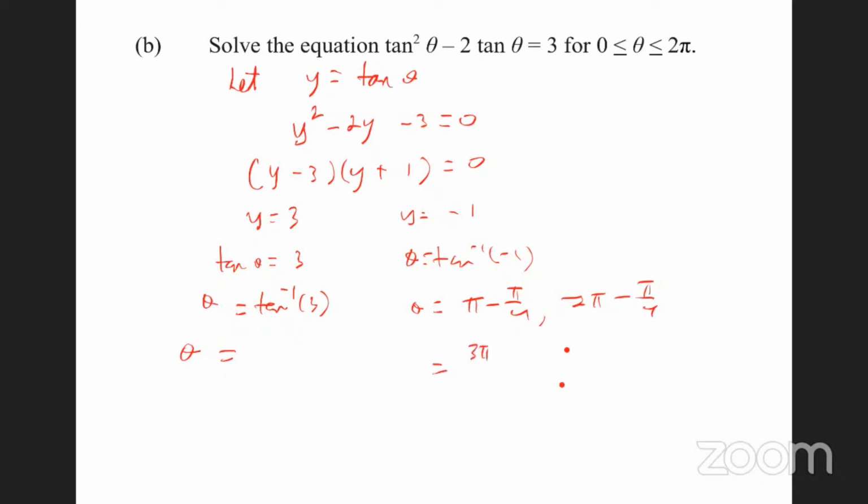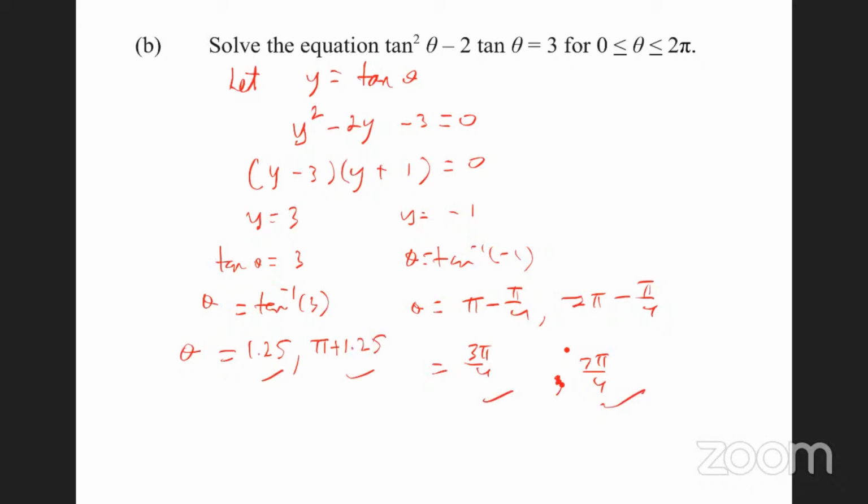This one here is 3 pi on 4, 7 pi on 4, right? What is tan inverse 3? 1.25. And tan is positive in the third quadrant, so that's pi plus 1.25. All right, so these are your 4 answers.